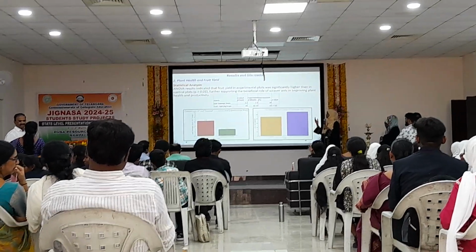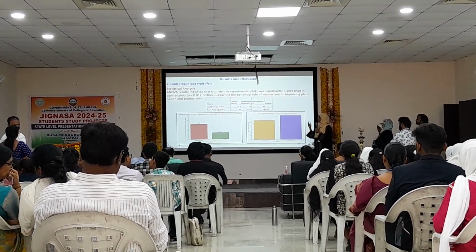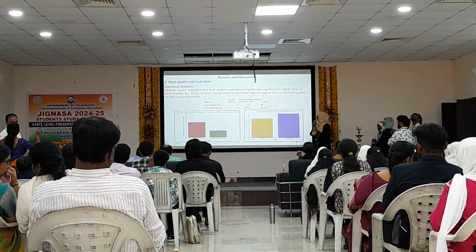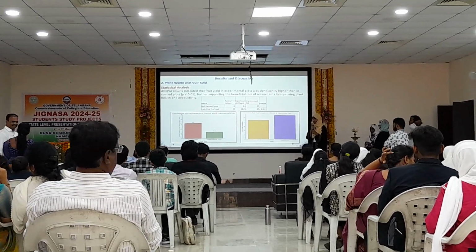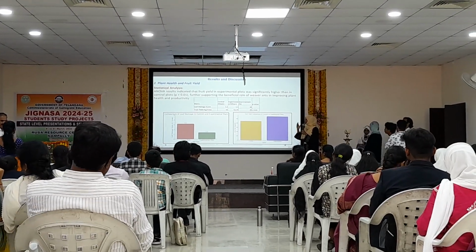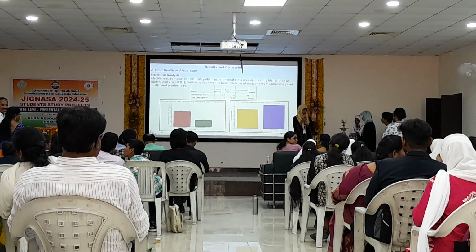Statistical analysis of plant health and fruit yield. As we can see in the graph, ANOVA results indicate that fruit yield in experimental plots was significantly higher than in control plots, where the p-value is 0.01, further supporting the beneficial role of weaver ants in improving plant health and productivity. Next, continued by Madina.